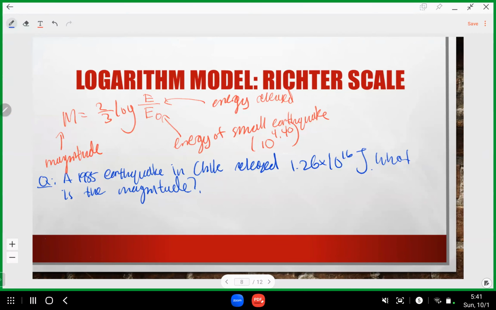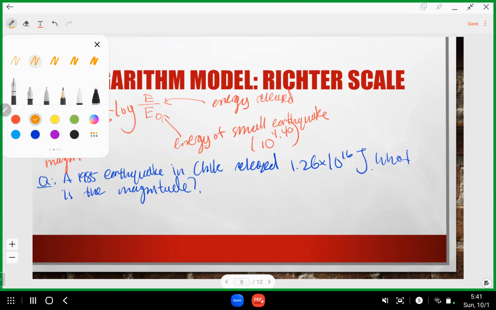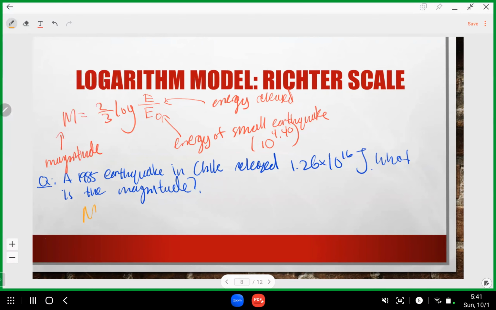So basically, the energy release is 1.26 times 10 to the power 16. So 2/3 log of 1.26 times 10 to the power 16 over 10 to the power of 4.4. And that is going to be equal to what?